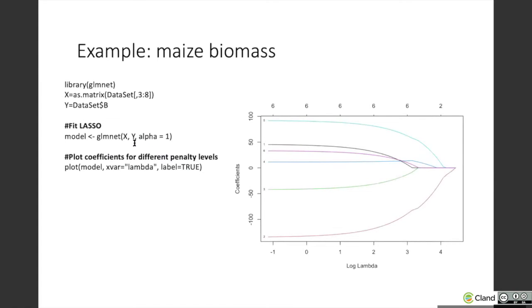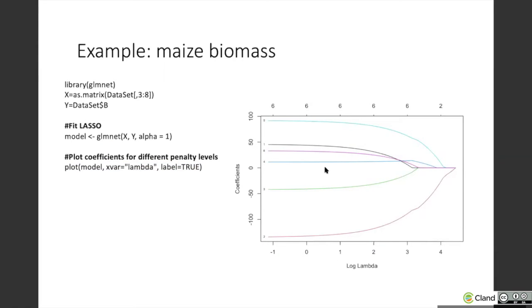Let's go back to the maize example. I will implement the lasso penalized regression on the maize example. I define a matrix including the inputs, and the vector including the output to be predicted, that is the biomass. And then I start just by fitting a penalized regression, a lasso regression, and I plot the coefficients obtained by the lasso regression for all possible values of lambda, again expressed in the log scale.